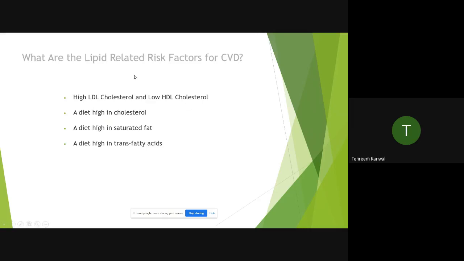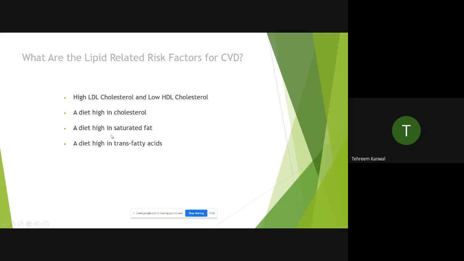What are the lipid-related risk factors for cardiovascular diseases? High LDL cholesterol and low HDL cholesterol will be the alarming sign for a person. Then a diet high in cholesterol is also very bad for those who have a history of coronary artery disease, or who have a positive family history of coronary artery disease or cardiovascular diseases. Then a diet high in saturated fatty acids.